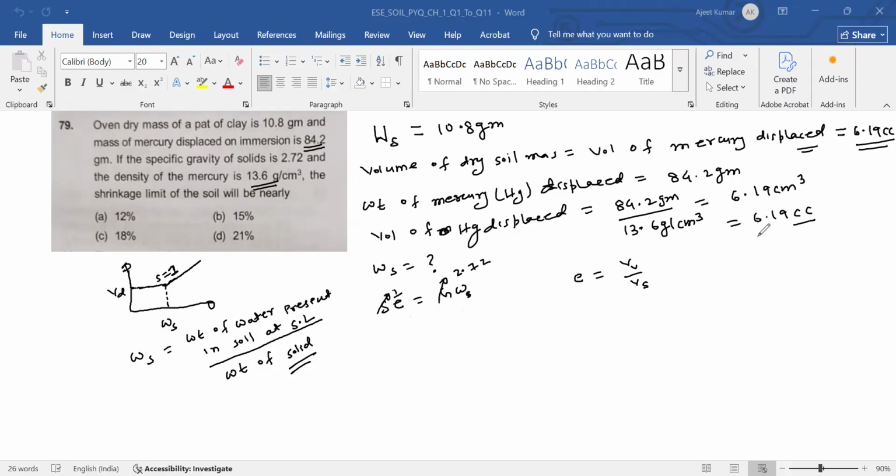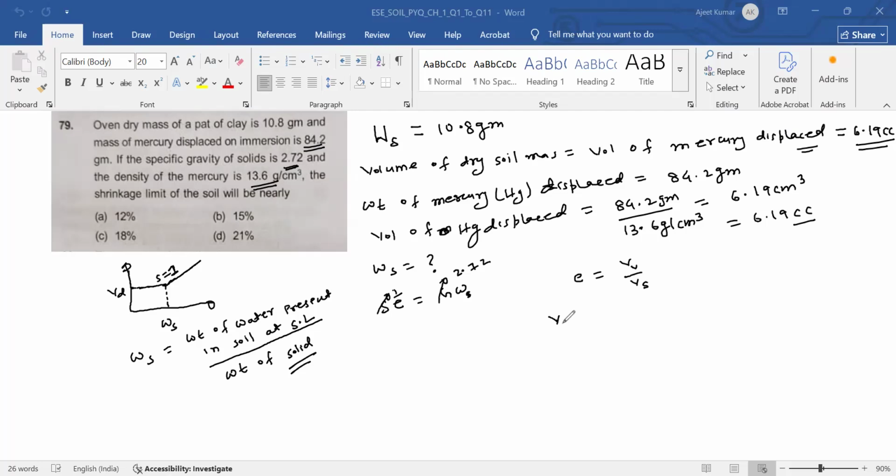Do we know the volume of solid? The dry mass of a pat of clay is this one. Dry mass, we have dry mass, and we have a specific gravity. Then we can calculate volume of void also. So the volume of void is... so first we have to calculate volume of void. We have volume of solid.